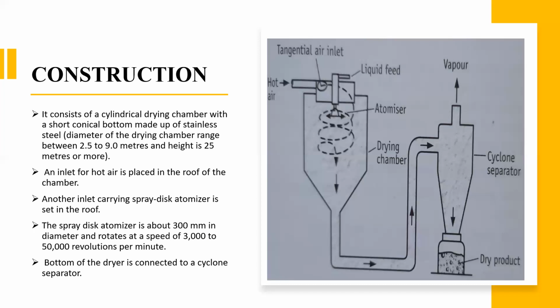The spray dryer of the maximum size has an evaporating capacity of up to 2000 grams per hour. So what is the evaporating capacity of a spray dryer? 2000 grams per hour. That means the spray dryer evaporates that much product and forms the dried product. So this is the working of this spray dryer.